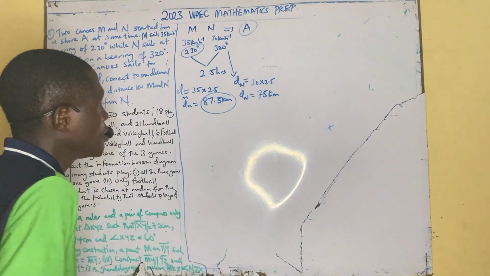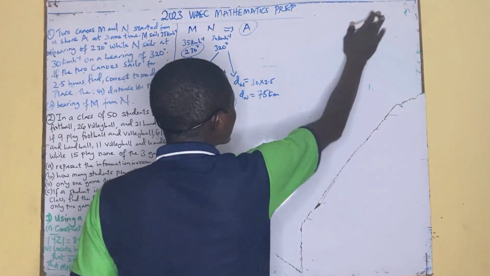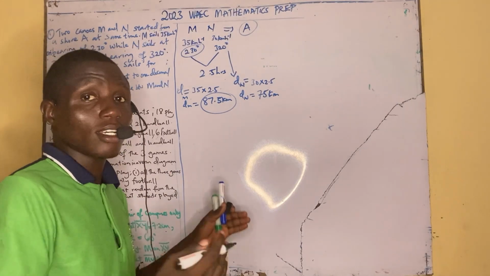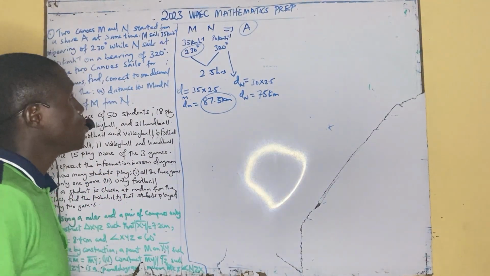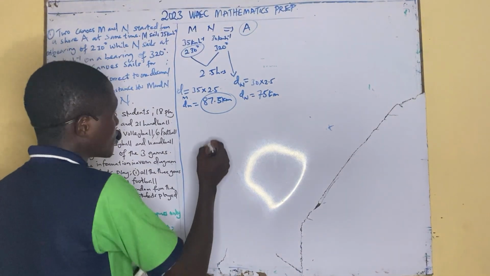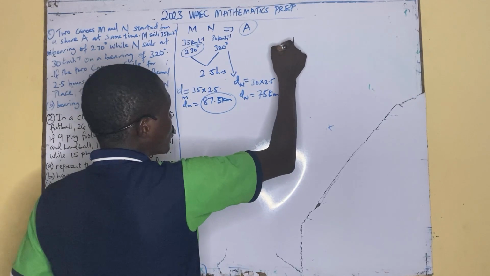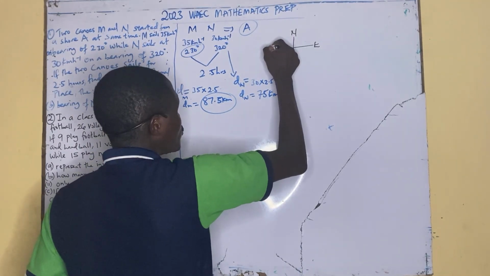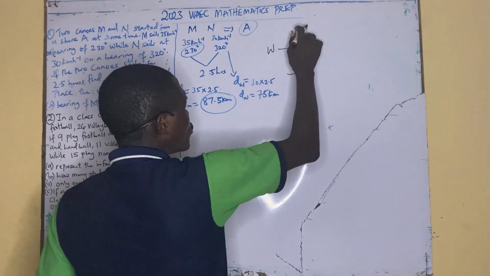Now the first thing you need to know is that when you're talking about bearing, it has 4 cardinal points: north, east, west, and south. And how do you make use of this now? I'm trying to sketch the 4 cardinal points and tell you the most important thing that you need to know as far as distance and bearing is concerned.